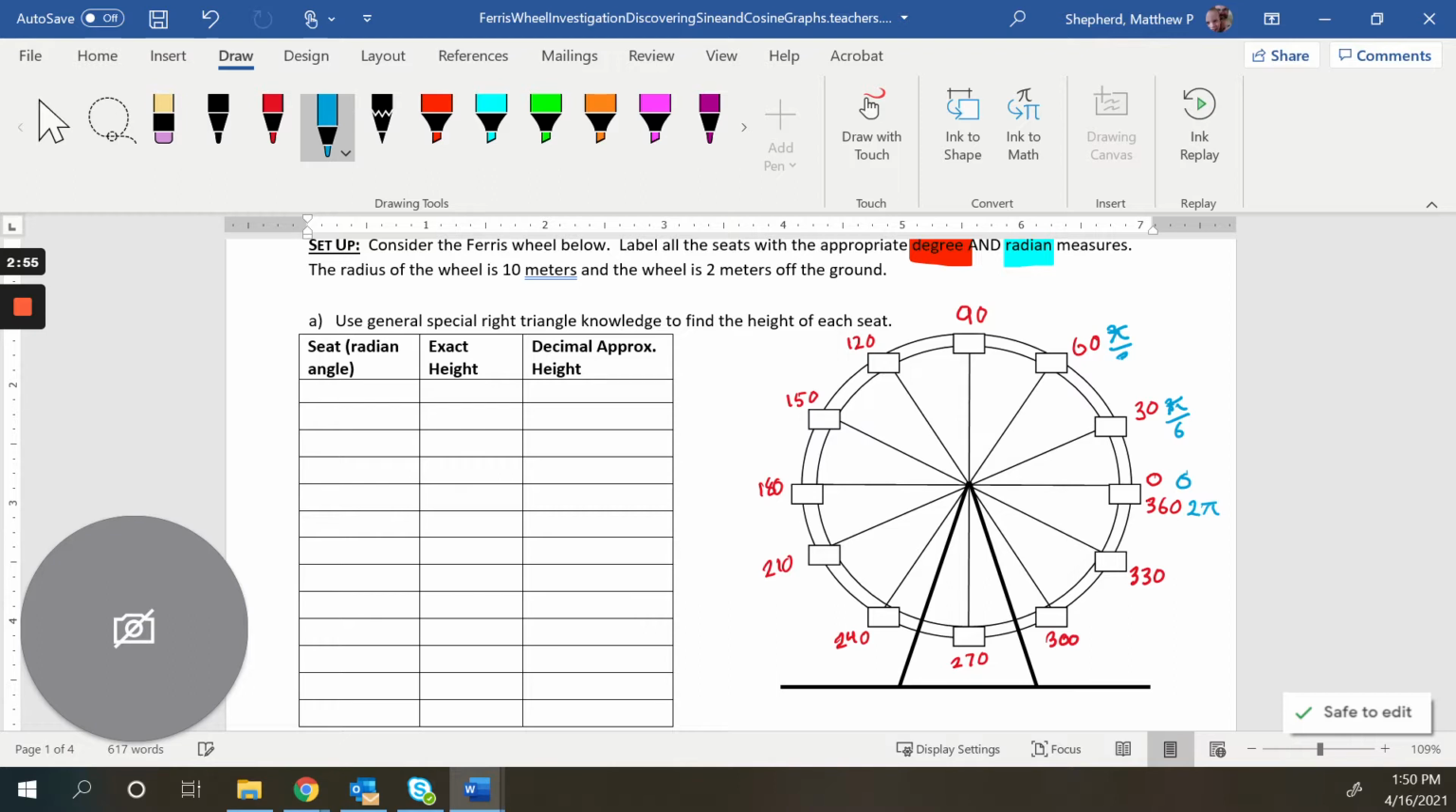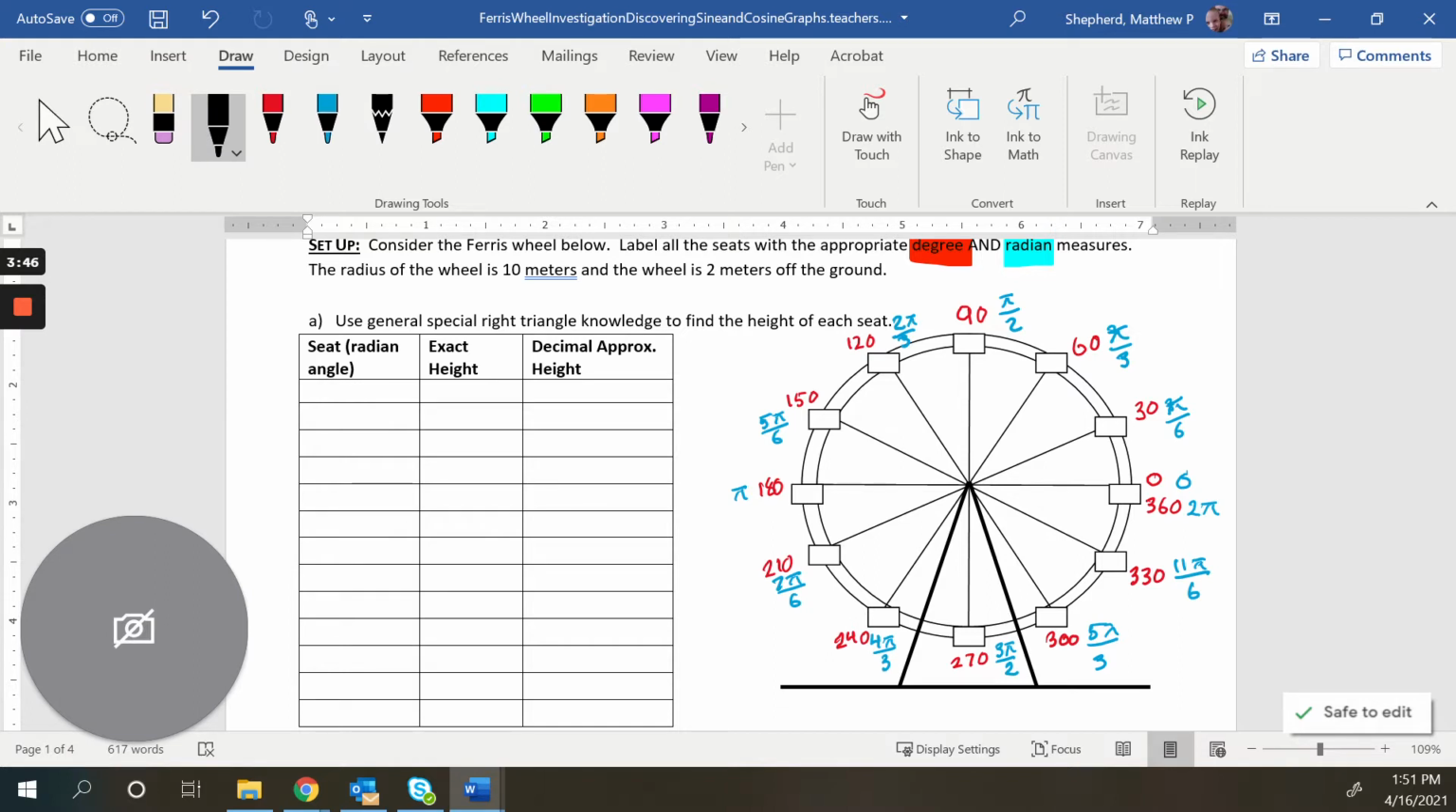For some reason I can't write pi right now. Then we got pi halves, 2 pi thirds, 5 pi sixths, pi, 7 pi sixths, 4 pi thirds, 3 pi halves, 5 pi thirds, and 11 pi sixths. All right, so I've got all my radian measures in there.